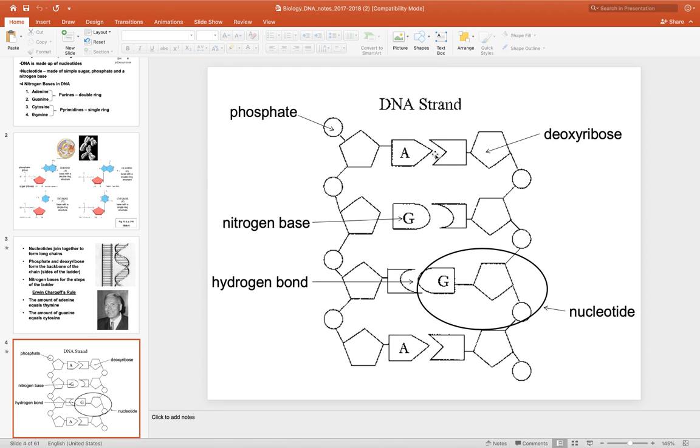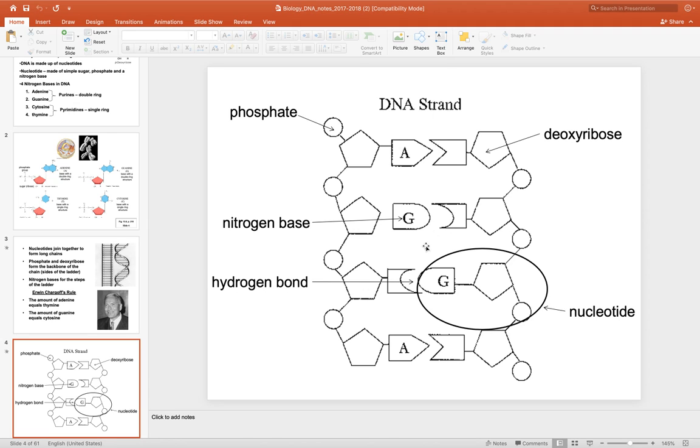A is always going to be paired with T, and G is always going to be paired with C. G pairs with C in this case, and A is paired with T in this case. This is a very easy way to see what DNA is made up of. It's made up of these 3 components: the deoxyribose, the phosphate group, and the nitrogen base, which all 3 make up this nucleotide here.